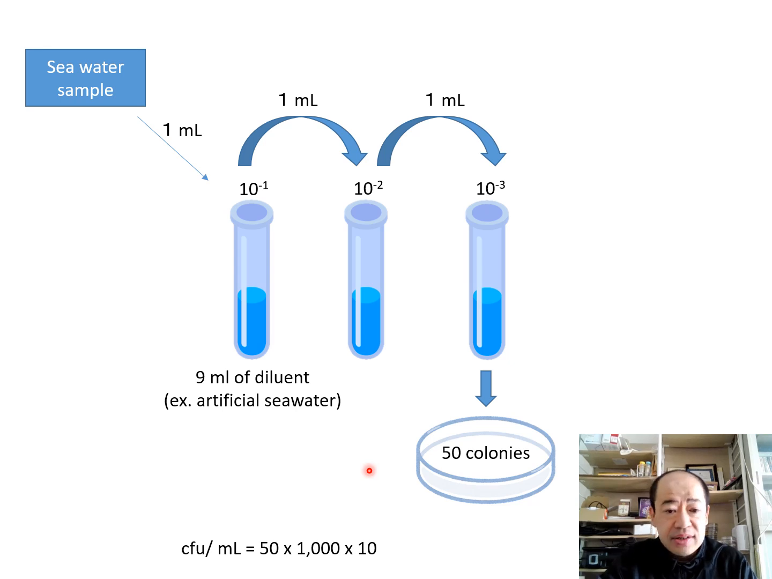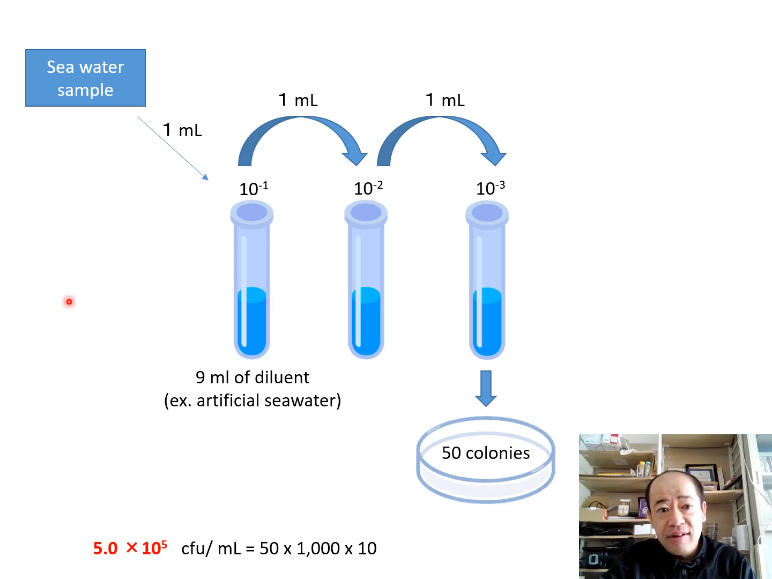Very simple mathematics, okay? 50, 1000, 10. All of these values should be multiplied together, and finally we get the result: 5.0 times 10 to the 5 CFU per milliliter in the seawater samples.